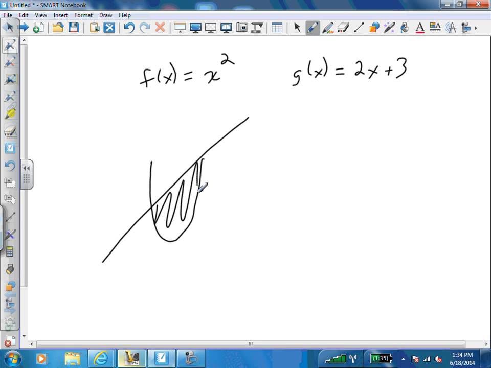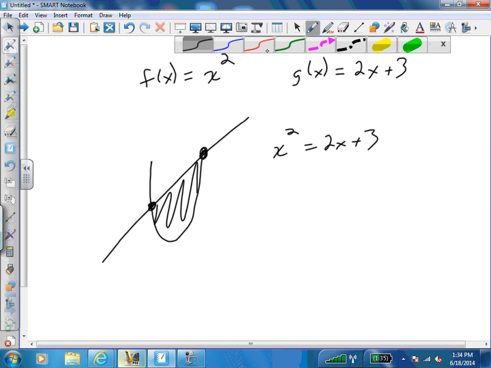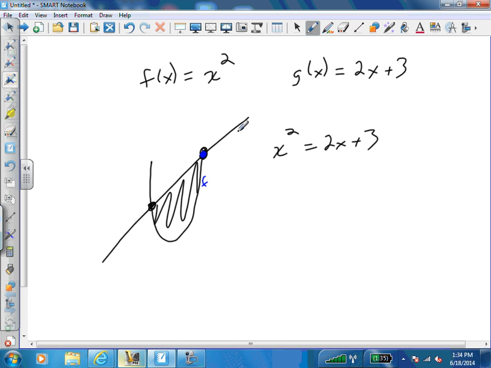So if we're looking for that area, we need to find out where those points of intersection are, so we'll know where to start and stop our integral. Well, they intersect where our functions are equal. If you think about it, at this point, this is f, this is g. At that point, f and g have the same y value. They're equal there. So if we set those functions equal and solve, that'll give us our edges.